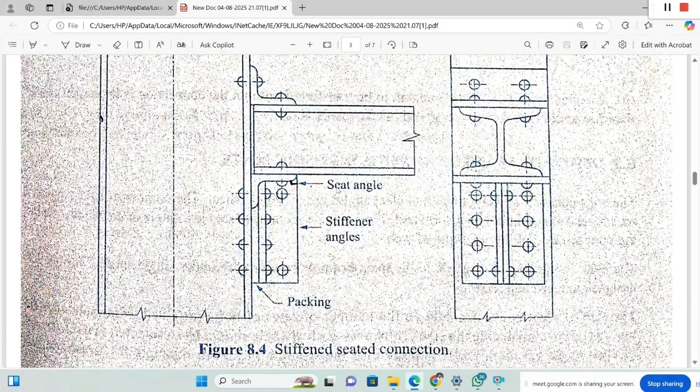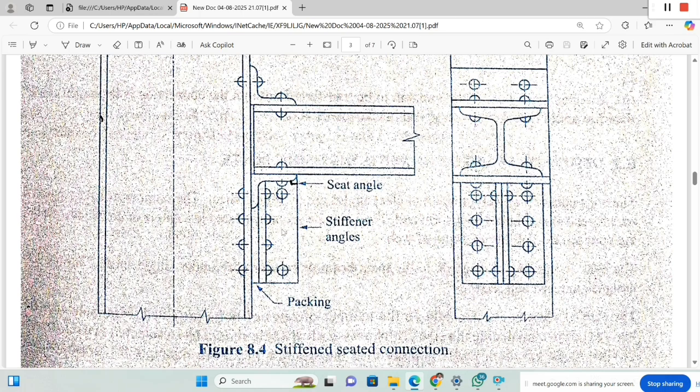Here the seat angle is given. This one is the side elevation. This is the beam and this is the column. Seat angles are there. The shear force is large and this may not be able to resist that magnitude of shear force, then it will be stiffened. That is, if you observe here, another two angles are provided. So these two angles are supported to the seat angle. So this is the stiffened seat angle.